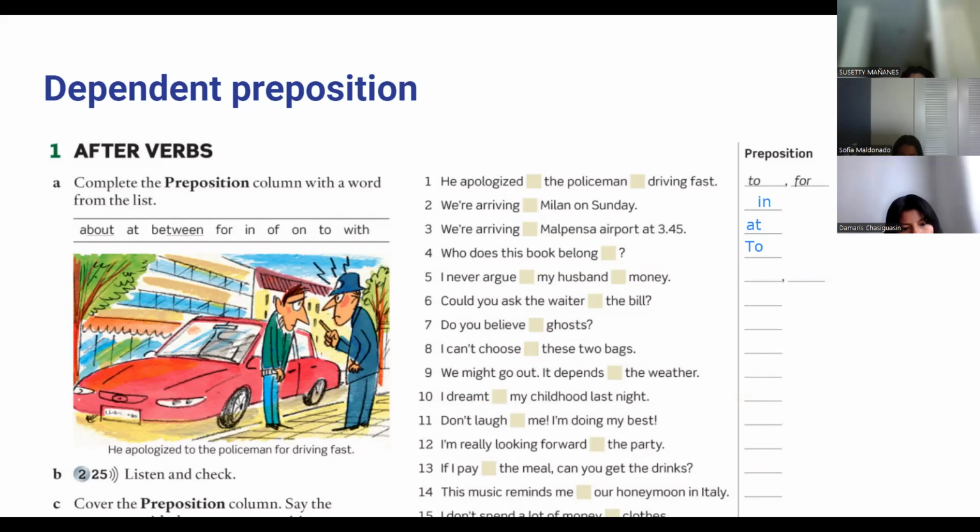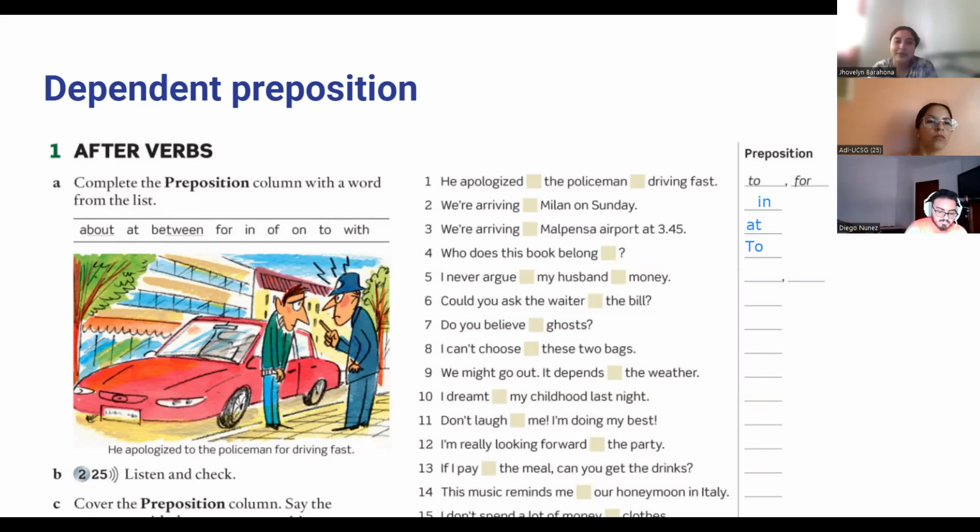Yes. And now that 4, no. About money. Right. Who said that? Susetti. No, it was me. That was, oh yes, Jovelyn. Please insert your answers. 5. Diego, number 6. Could you ask the waiter for the bill? 4. Okay, very good.